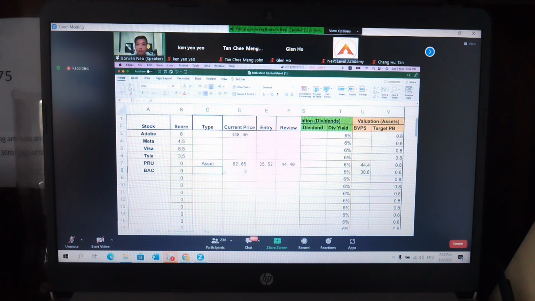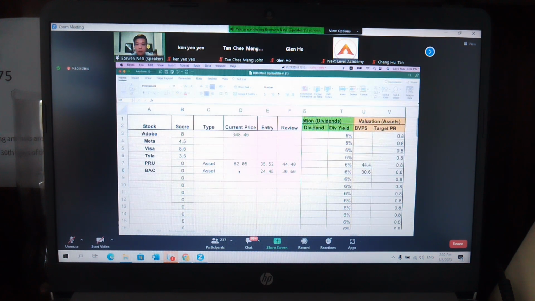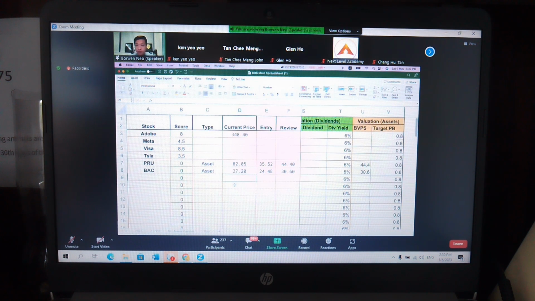Then of course, BAC, you have to put it under asset. And we have to go and find the current price as well. So let's take a look at the current price of BAC, 27.2. Very, very important. Do you all see anything? What do you all see? The current price is 27.2, and based on my entry is 24.48. So can enter or cannot enter?